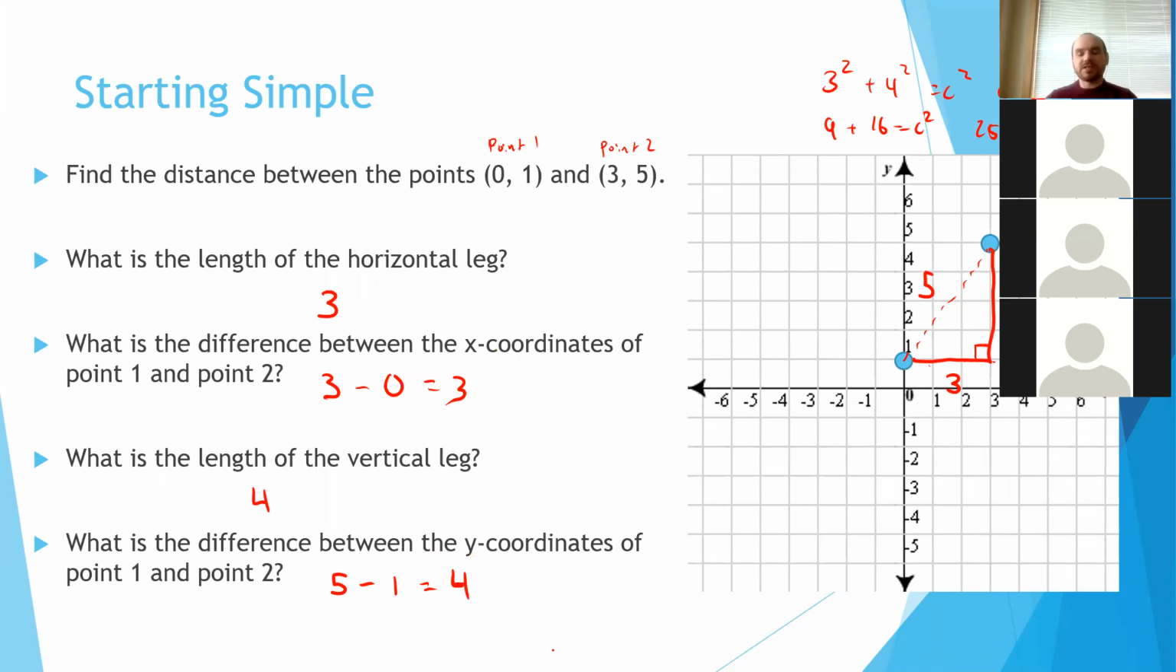So what do you notice about the difference between the coordinates and the lengths of the legs? Should be pretty obvious. That might actually be the question that's on the next slide. Okay. Anybody? Somebody has to notice something between this and this and this and this.